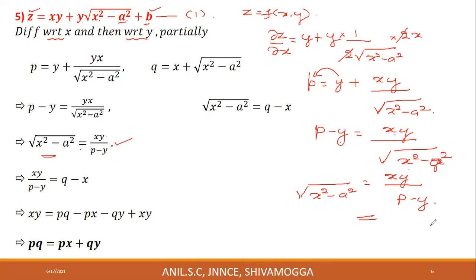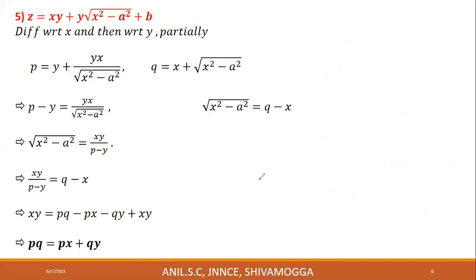Next, we differentiate the same equation, equation number 1, partially with respect to y. Let's do that. Derivative of z is del z by del y. This is partial differentiation with respect to y. Therefore, x must be treated as constant. Keep it as it is. Derivative of y with respect to y is 1.